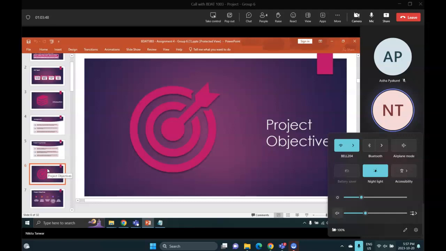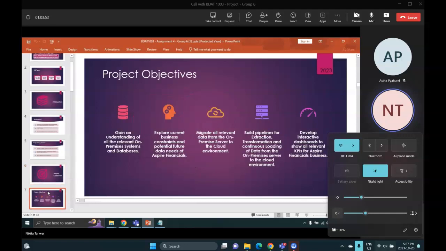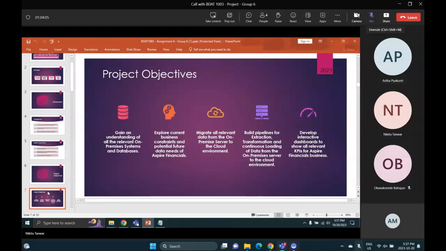So coming to the project objectives, our main project objectives are to gain an understanding of an on-premises system and database, to explore current process and their constraints while considering future requirements, to migrate client data to cloud servers, to build ETL tools for our new cloud server for data processing, and last but not the least, to build interactive dashboards for easier analysis and reporting.